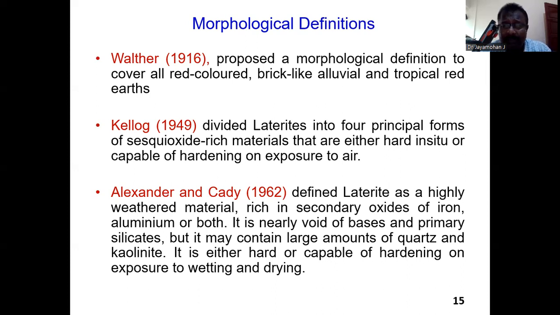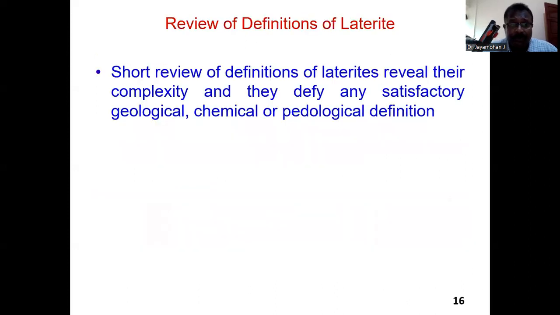Then towards the second half of the 20th century, Alexander and Cady defined laterite as a highly weathered material, rich in secondary oxides of iron, aluminum, or both. It is nearly void of all bases and primary silicates, and sometimes it may contain large quantities of quartz and kaolinite. Usually we observe large chunks of kaolinite within laterite. It is either hard or capable of hardening on exposure to atmosphere.